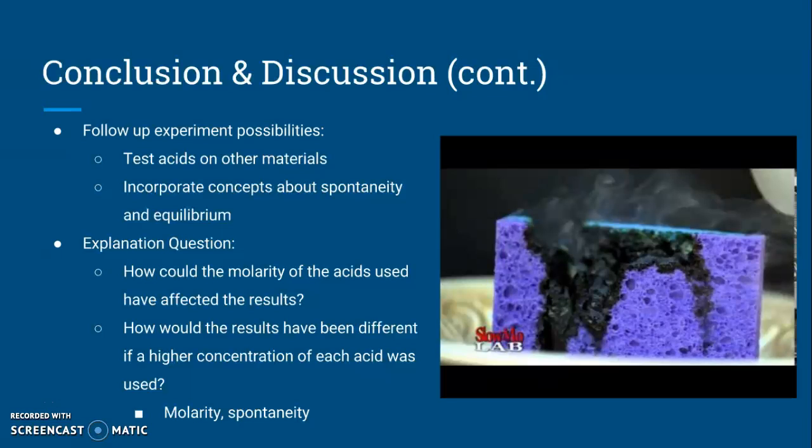In the future, we would also incorporate the concepts we just learned about spontaneity and equilibrium to further delve into the results and reasons why each acid worked as much as it did, and how spontaneous each was despite the rate of reaction. At the time, we didn't know this information, so our results weren't as thorough as we would have hoped.